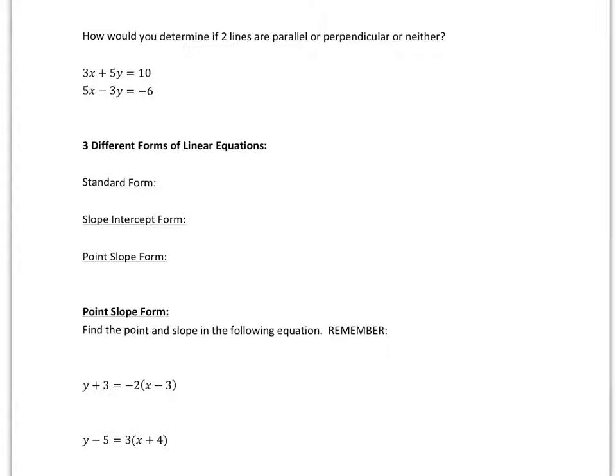And if they're the same slope, the lines are parallel. If they're opposite reciprocal slopes, they are perpendicular. And if they don't relate at all, we'll say that they're neither parallel nor perpendicular.